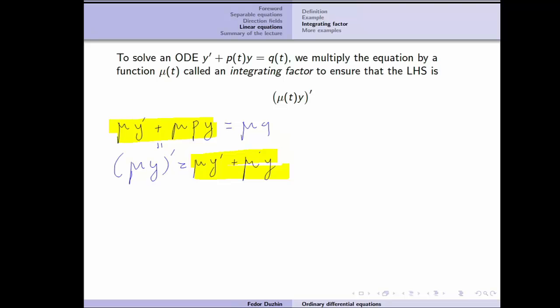So let's just mention that mu y prime is here and here we have it too. Then the rest is mu p y equals mu prime y. Of course, y and y cancel out, so the remaining part is just mu p equals mu prime. So mu p equals mu prime. Or we can interpret this as a differential equation in its own right. So let me rewrite it as a proper differential equation.